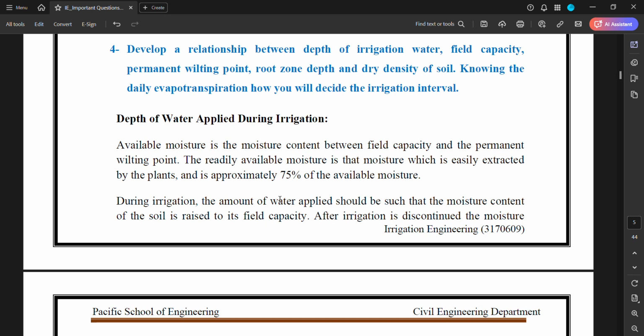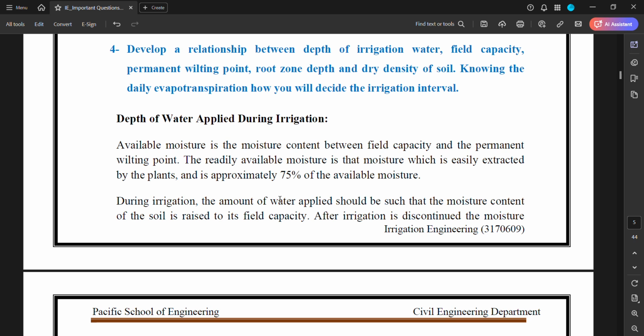Hello everyone, let's start a new question. Develop a relationship between depth of irrigation water, field capacity, permanent wilting point, root zone depth and dry density of soil. Knowing the daily evapotranspiration, how will you decide the irrigation intervals?